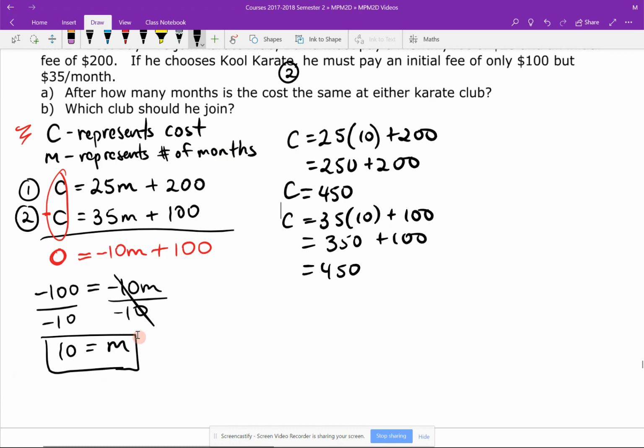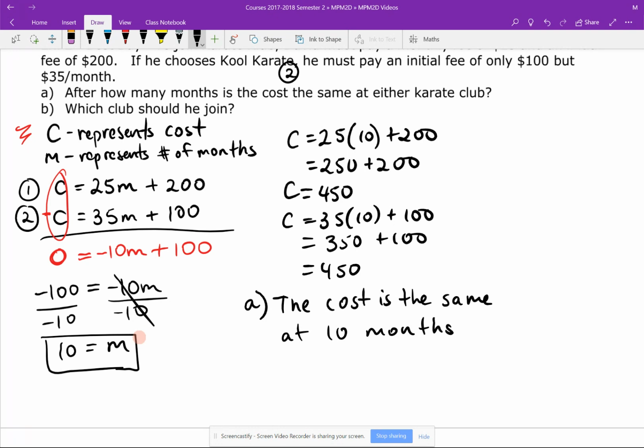Okay, but I don't really need the costs. I already know that that's the point. The point of intersection will happen at m equals 10. So part A says the cost is the same at 10 months. Okay. Now, what happens? Which club should you join? Well, one club is cheaper than the other if your membership is only going to be less than 10 months, and the other one's more expensive. Okay. So it depends on how many months he wants to be a member.